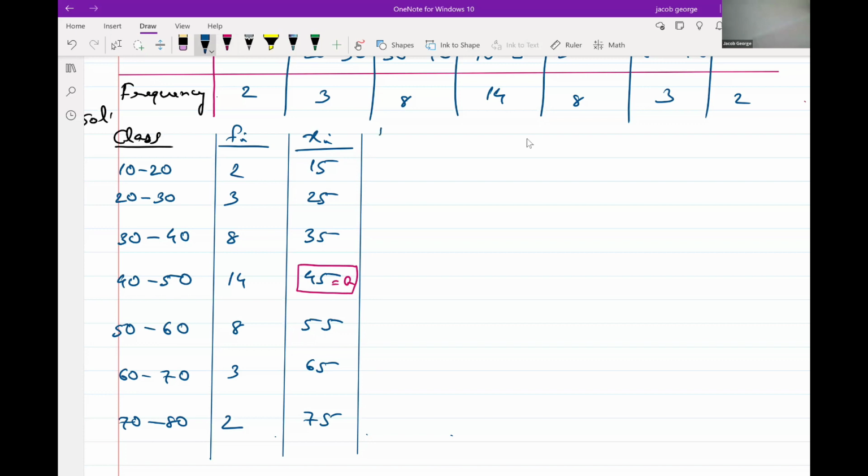Next column is Ui. So we are going to do this by what method? Step deviation method. Okay, Ui. Ui is Xi minus A by h.